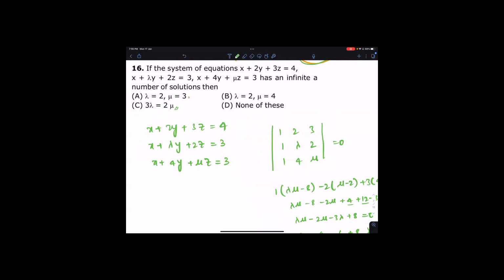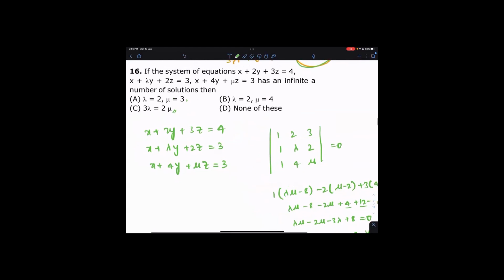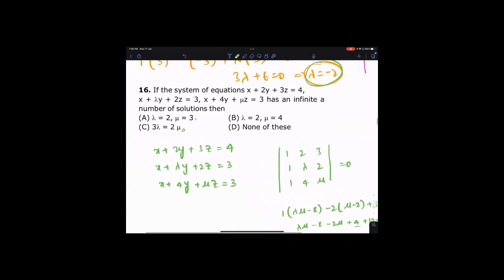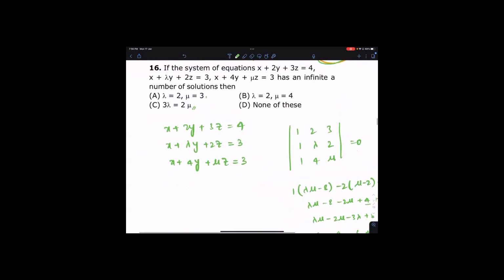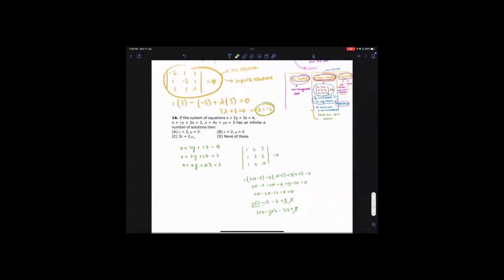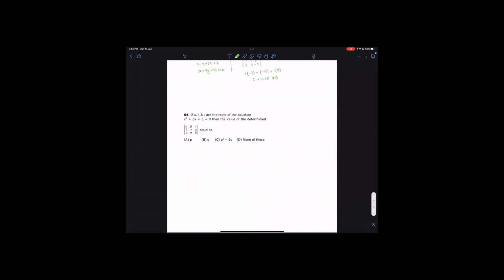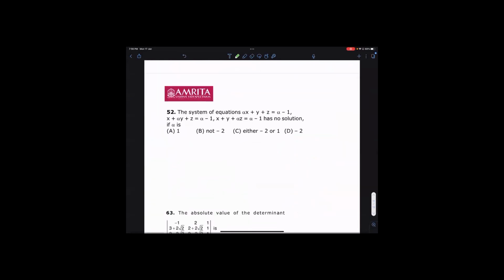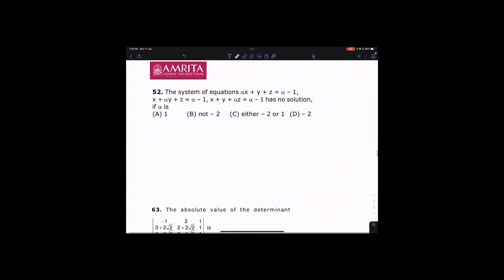Okay. Unless we have written something wrong in the question. Lambda 2, 1, 4. No. Yeah. That should be it. I'll just see for a more appropriate question. Yeah. Let us see question number 52.